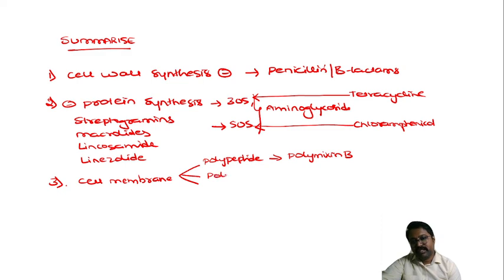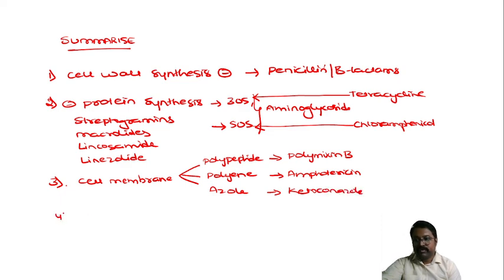Next we have the polyene antibiotics. The example is amphotericin. Then next we have azoles. We have ketoconazole. Next, the fourth group is the drugs which are affecting nucleic acid synthesis.